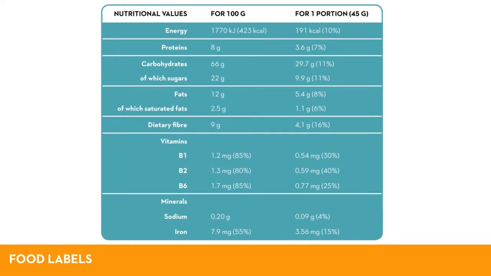Dietary fibre is made up of complex carbohydrates. Our organism does not digest this fibre, so it has a low energy value, but plays a role in intestinal transit.